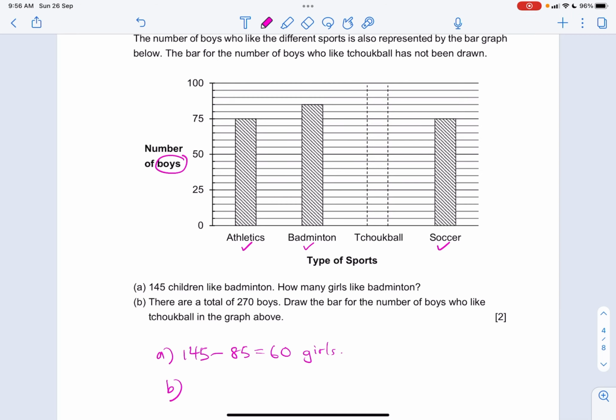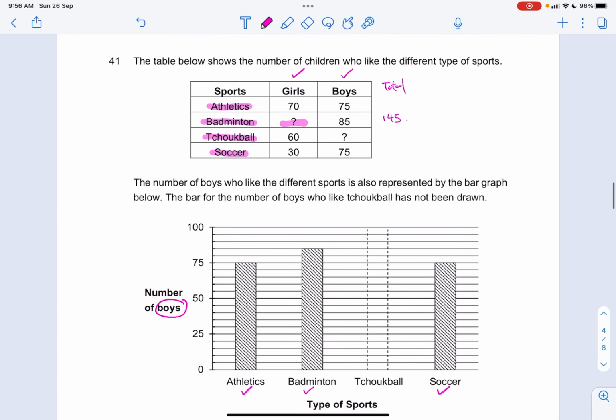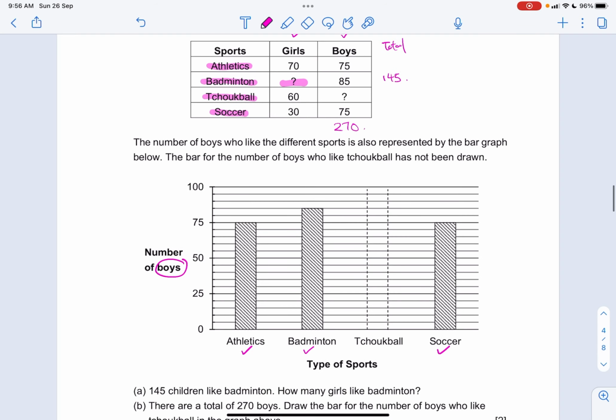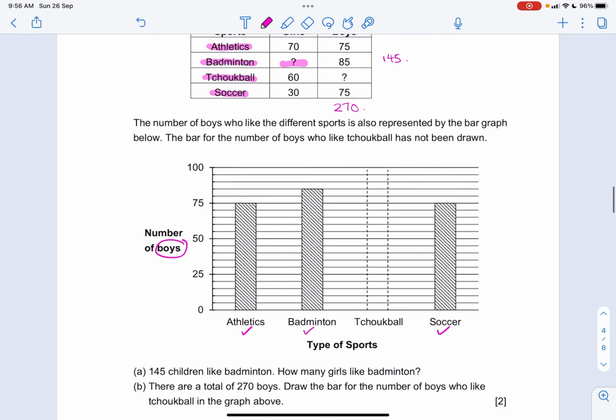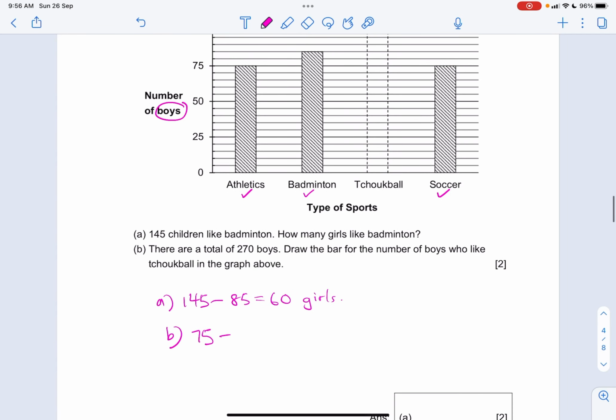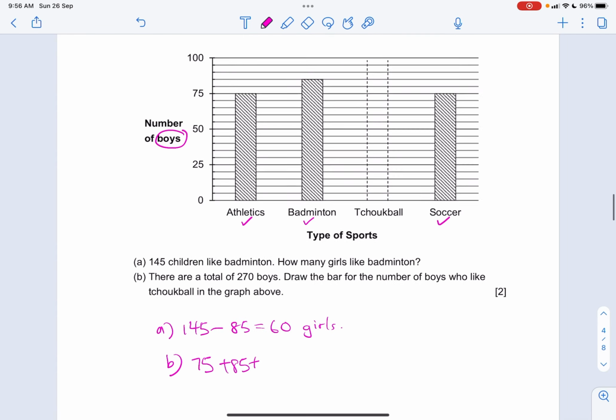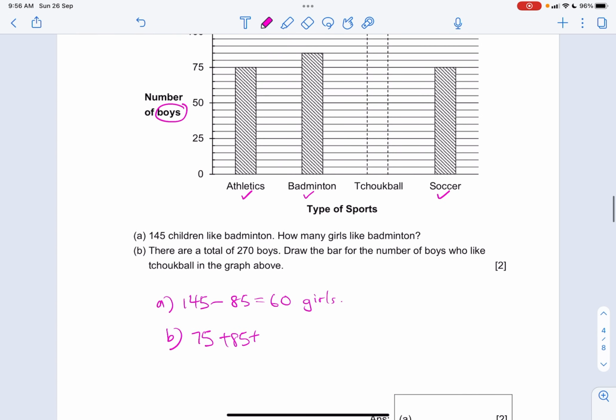B, there are a total of 270 boys. So that means all the boys added together will give us 270. Okay, so moving down, we have 75 for athletics, 85 for badminton, and 75 for soccer. We will get 235 boys.